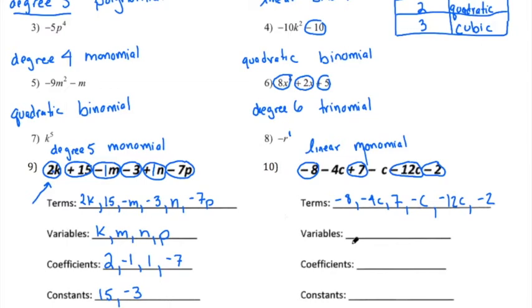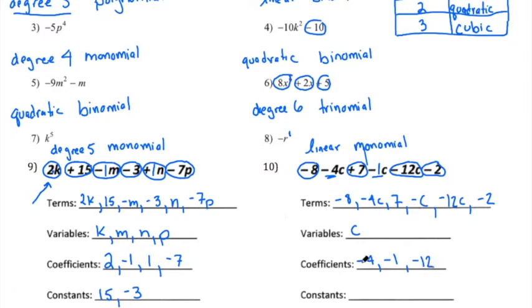Okay, our variables are just c. We've got a bunch of c's. I'm not going to write it over and over again. It's really the same variable every time, so just c. We've got coefficients, though. The first time we see c, its coefficient is negative 4, right here. The second time, I see a minus sign, but what number is hiding there, right? It's a negative 1. And then, the last time, negative 12.